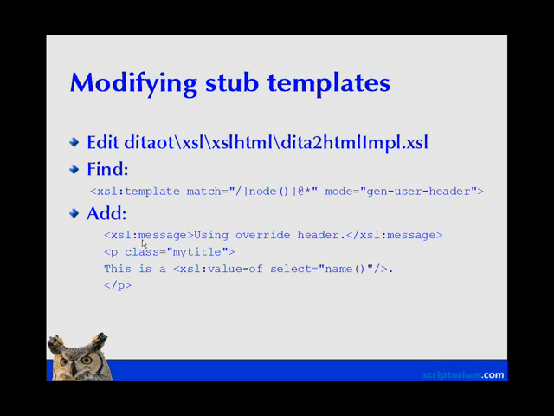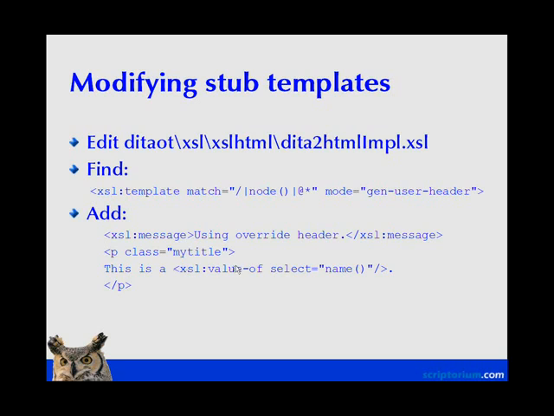So modifying the stub templates, what we want to do is find a template that matches gen user header, and then we will add in some XSL code. This very simple XSL does two things. It first puts out a message to our output stream because that enables us to verify that we're actually seeing the change that we wanted.